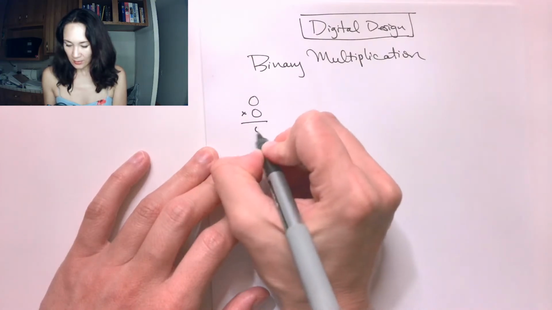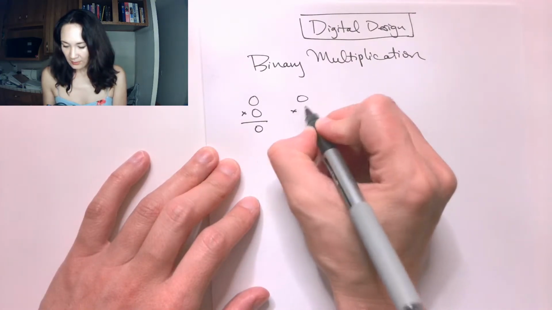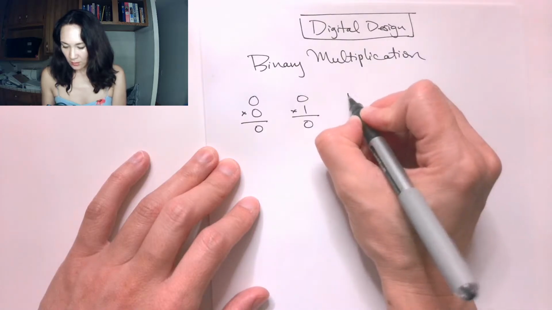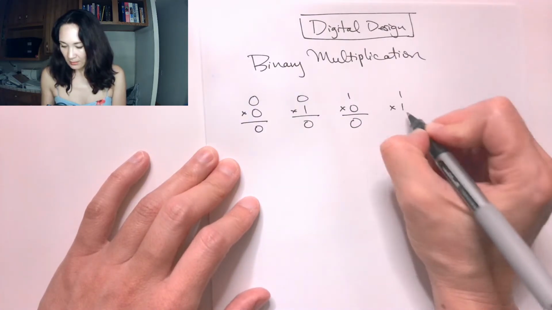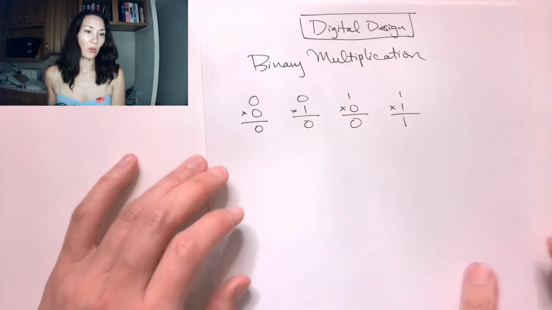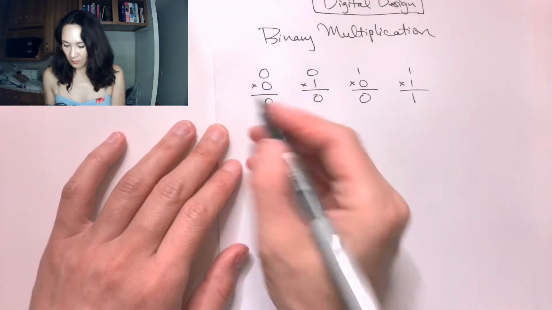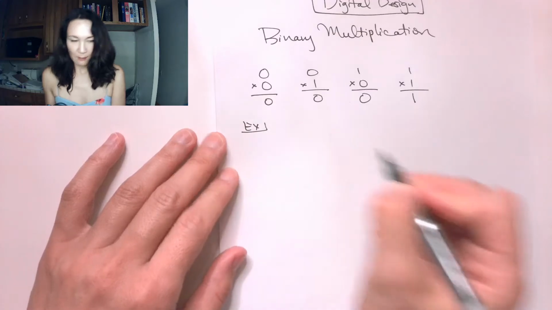0 times 0 is 0. 0 times 1 is 0. 1 times 0 is 0. And 1 times 1 is 1. So that should look really familiar to you. Let me show you an example.